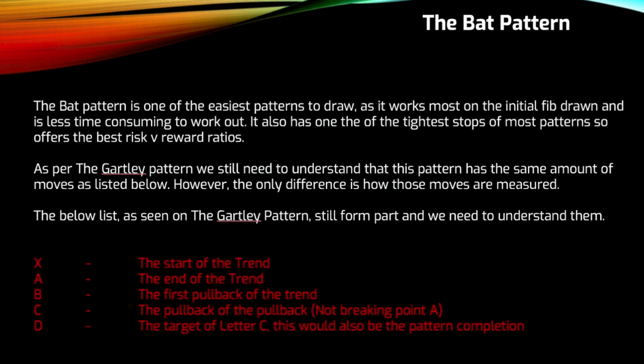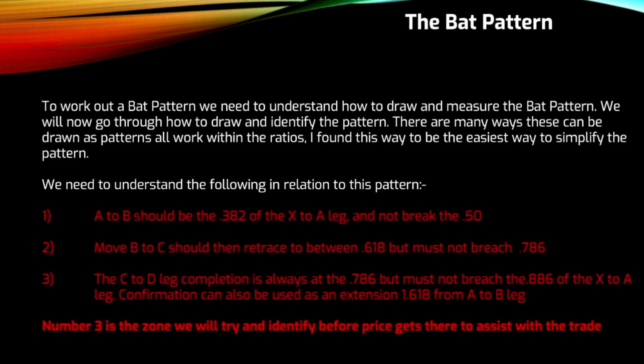So if you've watched the Gartley and this is the second vid, you can skip this point, but if you haven't, X is the start of the trend, A is the end of that trend, B is the first pullback, C is the pullback of the pullback, not breaking point A. However, we'll break that down a little bit further when we get into the pattern. And D is the target of C, so this would be pattern completion.